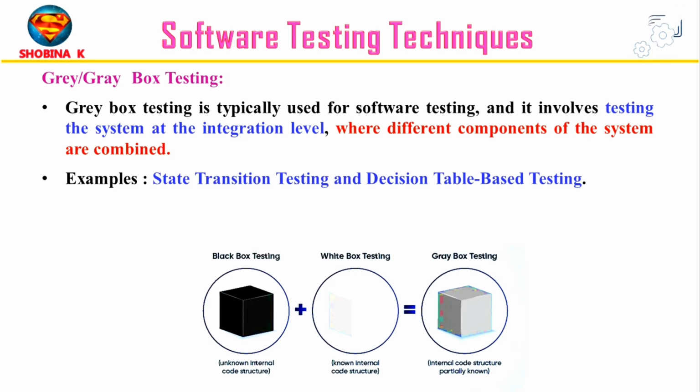State transition testing examines how a system moves from one state to another in response to inputs or events. Decision table based testing uses tables to show how different combinations of input lead to specific outputs, which helps testers to identify the test scenarios.